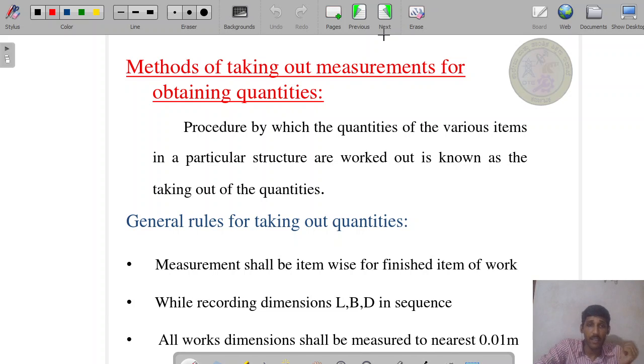These are very important. Why? After doing the estimation, the quantities will be obtained everywhere, but you have to express them in terms of units, whether in meter cube, meter square, running meter, or in terms of numbers. Like that you have to measure. Therefore these units are very important for a civil engineer as well as in the estimation subject.